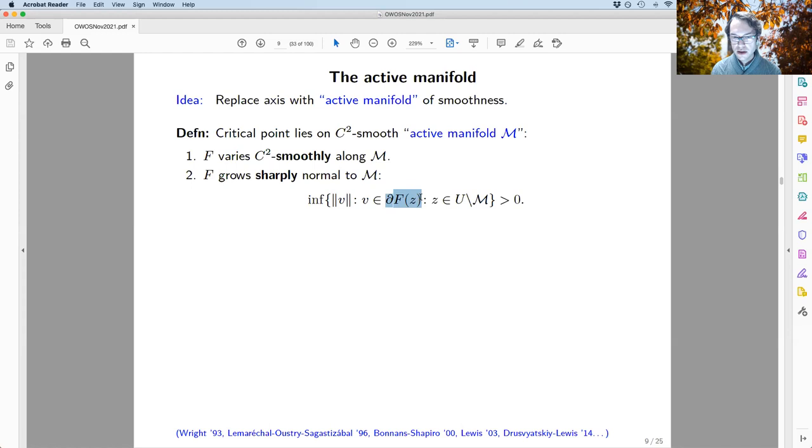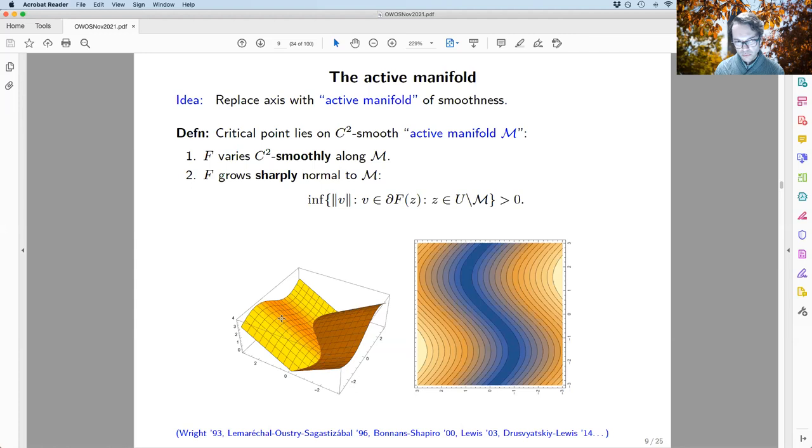I'll come back to what this is later on, but that's the definition that I'm going to propose. And so what that leads to is a curvy structure where along that curvy structure, we are going very sharp. So in this case, the active manifold looks like basically a sine curve. And you can see that the gradient curves are bounded below based on the size of the level sets. So, okay, this is what we want to work with.